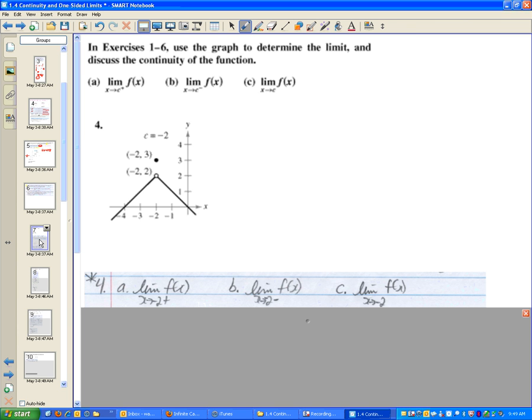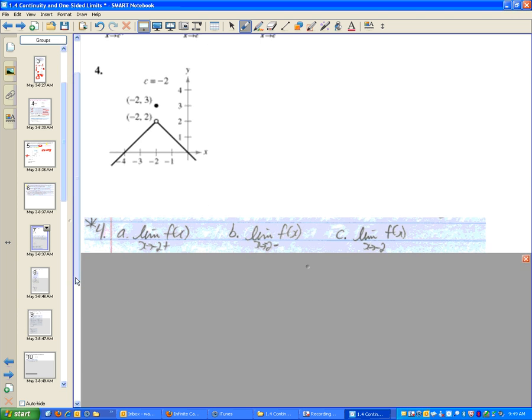Use the graph to determine the limit and discuss the continuity of the function. So for A, we're supposed to find the limit of f of x as x approaches c from the right. B, the limit of f of x as x approaches c from the left. C, the limit of f of x as x approaches c. So for number 4, they tell us that c equals -2. So look, I've already turned it into what I need. So A is to find the limit of f of x as x approaches -2 from the right. B, the limit of f of x as x approaches -2 from the left. And C, the limit of f of x as x approaches -2.